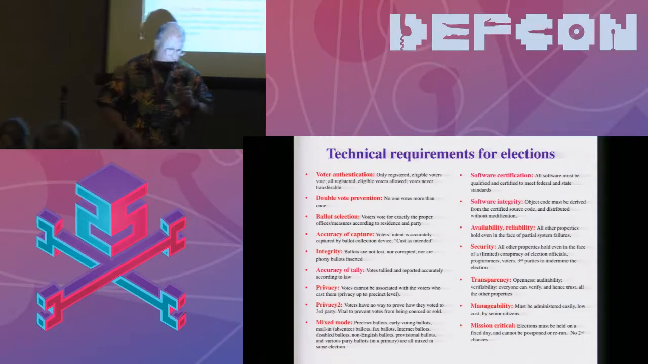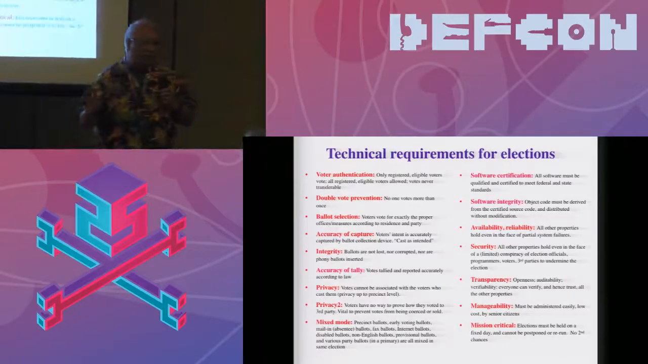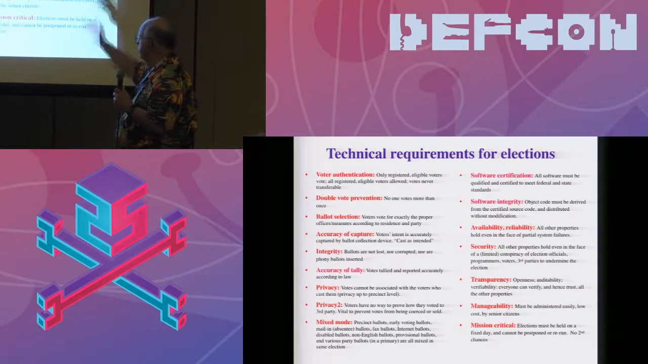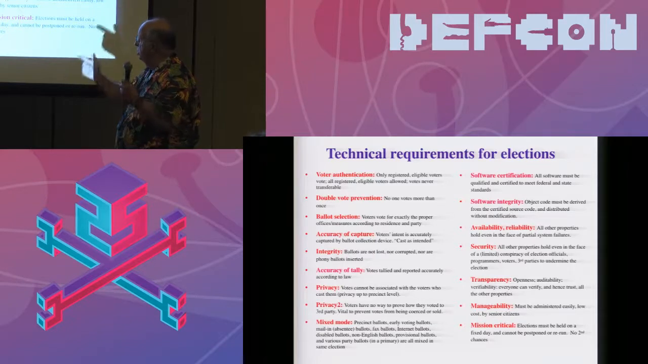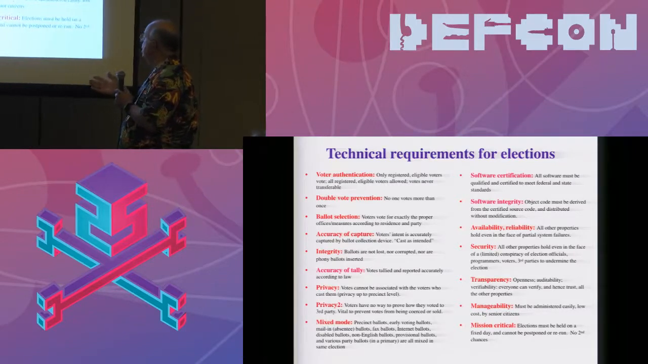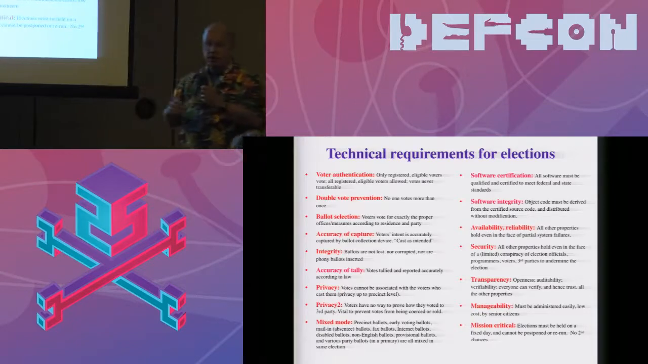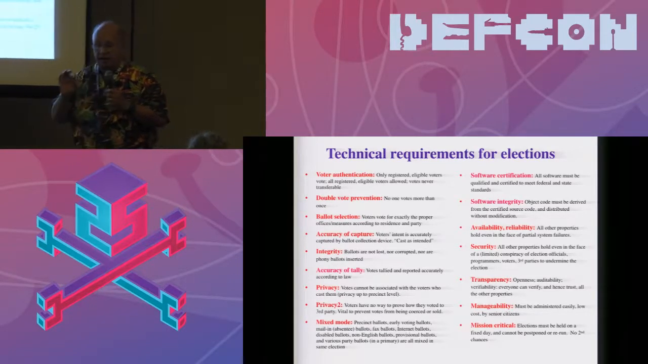Let me move on here. First, I want to just show this generic slide about the large number of technical requirements that have to be satisfied simultaneously to have a satisfactory public election. Now, I'm not going to read all this slide. I'm just going to read the headings here. Voter authentication issues, double vote prevention, ballot selection, I mean, the person gets the correct ballot, accurately capturing the voter's choices, the integrity of the balloting process, the accuracy of the tally of those ballots, the two different kinds of privacy, which I will come back to in a moment, mixed mode ballots, software certification, software integrity, the availability and reliability of the voting process, all forms of security issues, transparency, manageability, and the mission criticality.